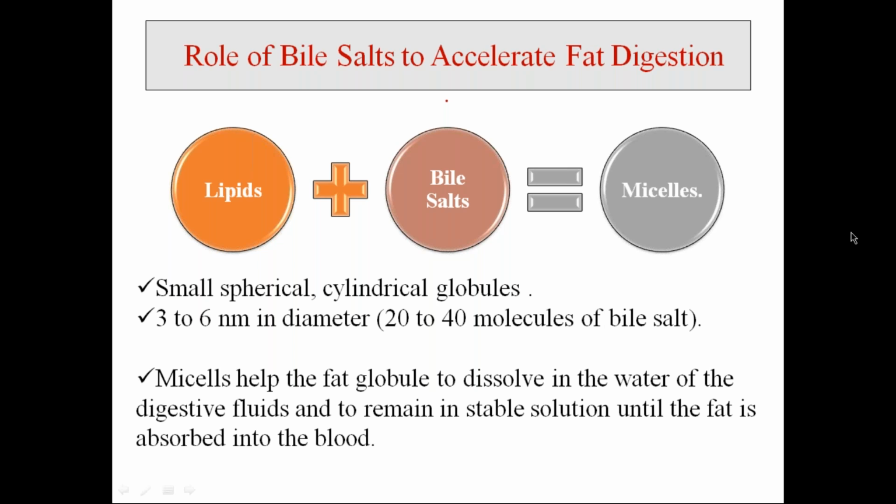So it forms small cylindrical globules which are known as micelles, and this helps the fat globule to dissolve in water of the digestive fluids and remain in stable solution until the fat is absorbed into the blood. So first it helped in making small fat globules, and second it helped in stabilizing them, so that the digestive products don't accumulate there. It makes globular structures in which these things go into the center and you have the hydrophilic ends. The hydrophilic portions protrude from the exterior. Okay.